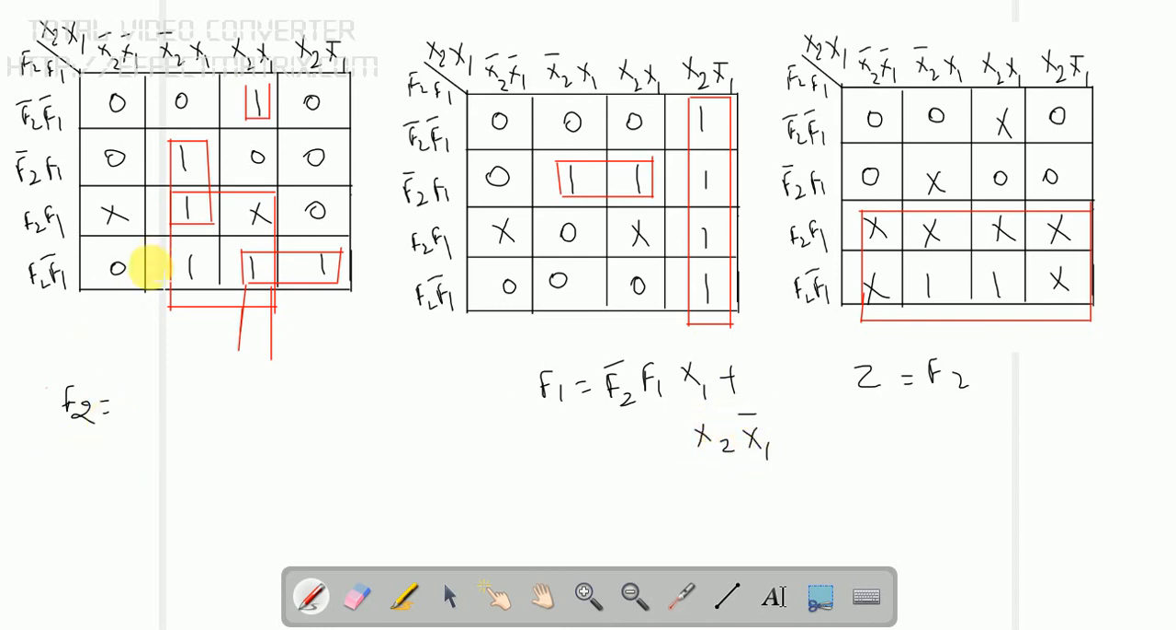Here one pair, two pair, three pair, so three pairs and one quad. Okay, three pairs and one quad. So for the quad it is f2 x1 plus, and for the 3 pairs f1 bar x2 x1 plus f1 x2 bar x1 plus f2 f1 bar x2. So these are the various combinations for f1, f2 and z, and the final step will be the logic diagram.